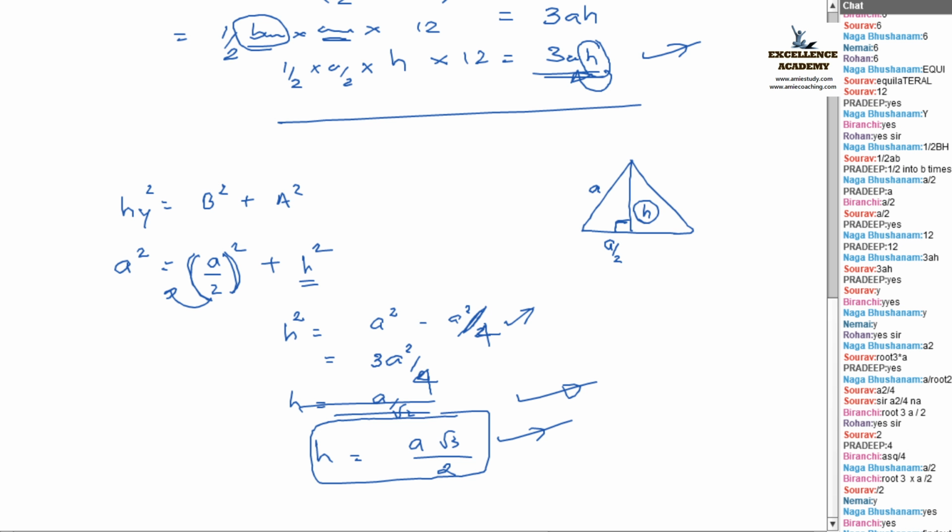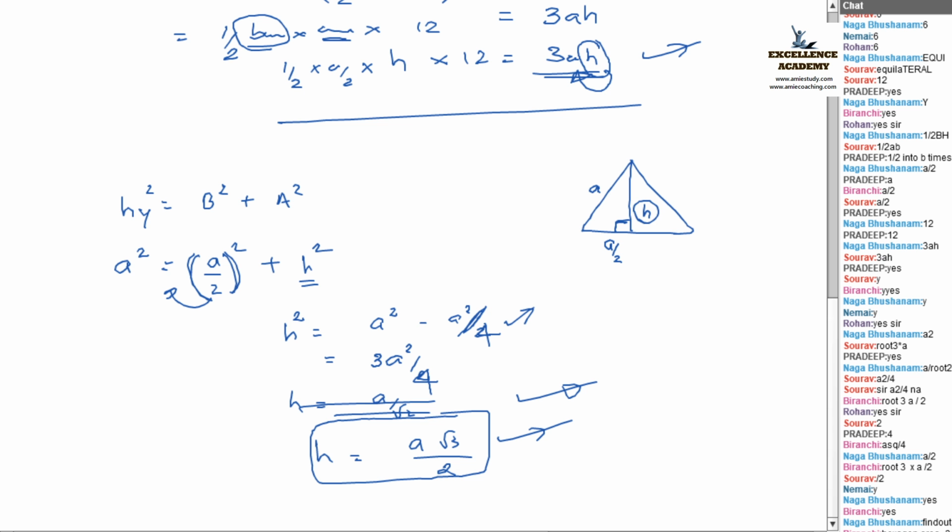What is the next step? I got the value of h. Yes, we have to substitute this value of h in the hexagon area. We already found the area. What Biraji said is right. That is 3ah, that is 3 into a into h. A into h is what? A root 3 by 2. So hence I got that as 3a square root 3 by 2. That is the answer.